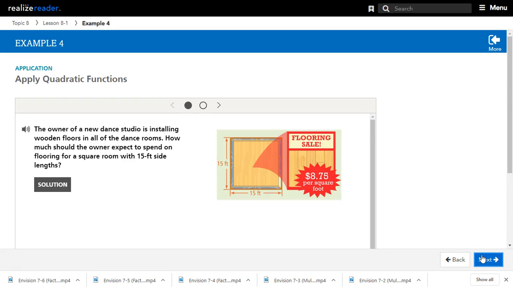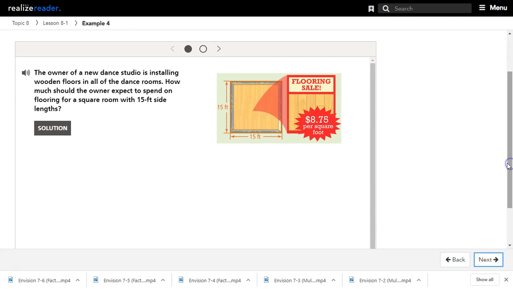Example 4. We are applying them. Oh, wonderful. Word problems, in other words. The owner of a new dance studio is installing wooden floors in all of the dance rooms. How much should the owner expect to spend on flooring for a square room with 15-foot side lengths? Okay, so we have 15 feet square, all right? It's $8.75 per square foot.